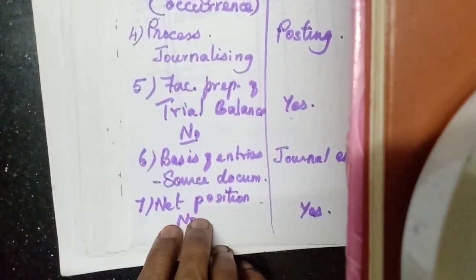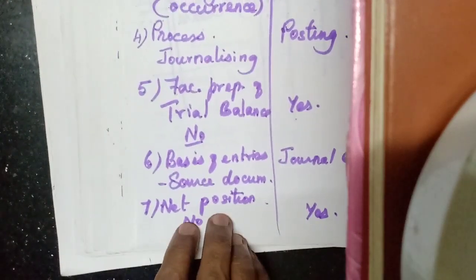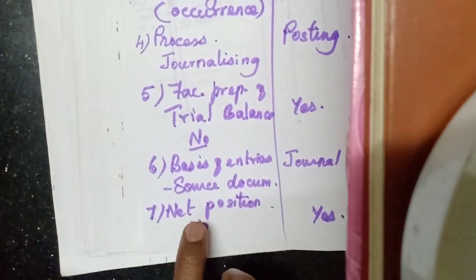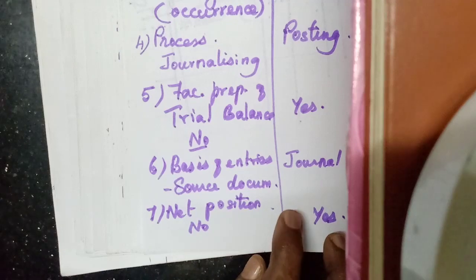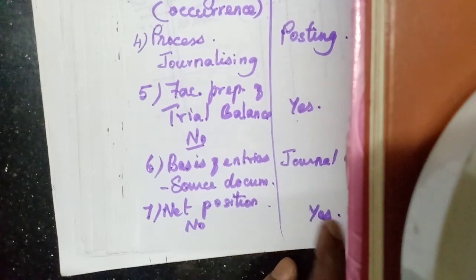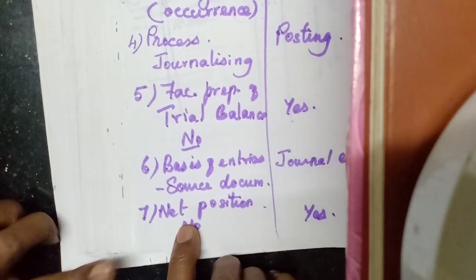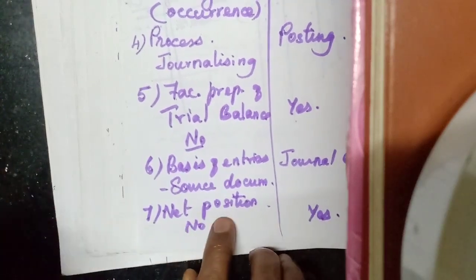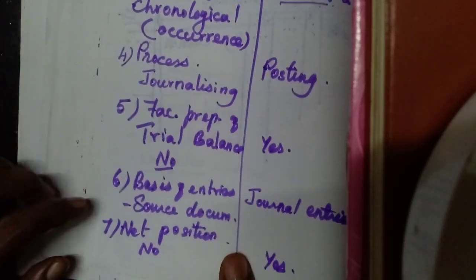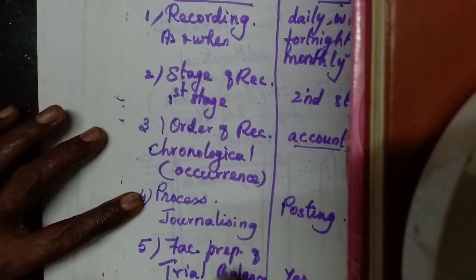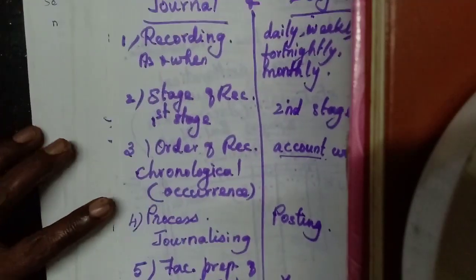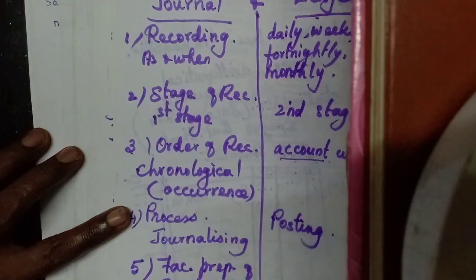Then the last one, the net position. The net position of an account cannot be known from a journal entry, but the net position of an account can be found out from a ledger account. That means how much is the balance. In the journal, we only prepare the journal entries. That's all. This one is also one of the question answers, 3 marks: distinction between journal and ledger.